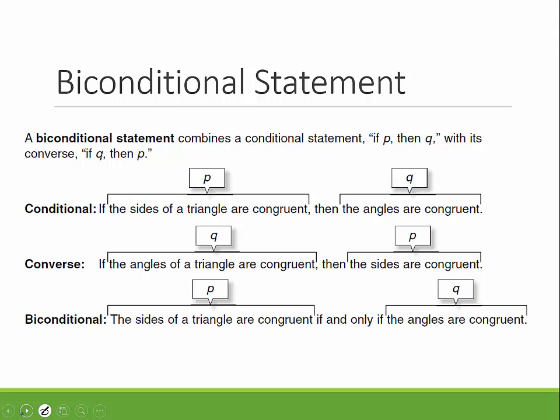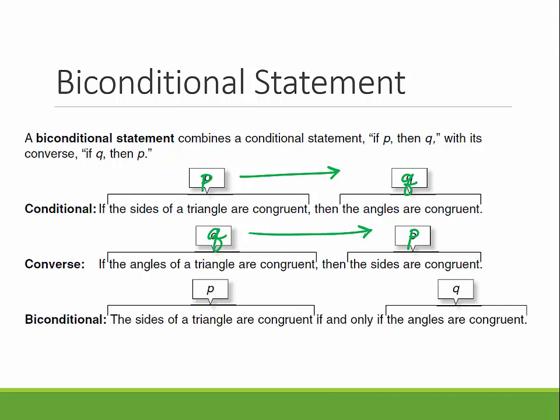So here's an example of one. The conditional statement: if the sides of a triangle are congruent, then the angles are congruent. Here's our P, here's our Q. The converse of that statement, when we switch it around, is: if the angles of a triangle are congruent, then the sides are congruent. And a biconditional combines them.